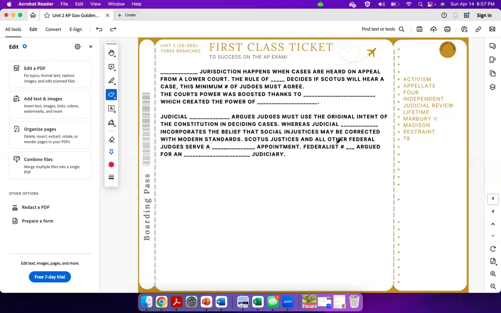Federalist 78 argued for an independent judiciary. According to Hamilton, why was the judicial branch the weakest of the three branches? It doesn't hold the purse or the sword. Yeah, no power of the purse and no power of the sword. It does not control the money, does not control an army. The purse and the sword.